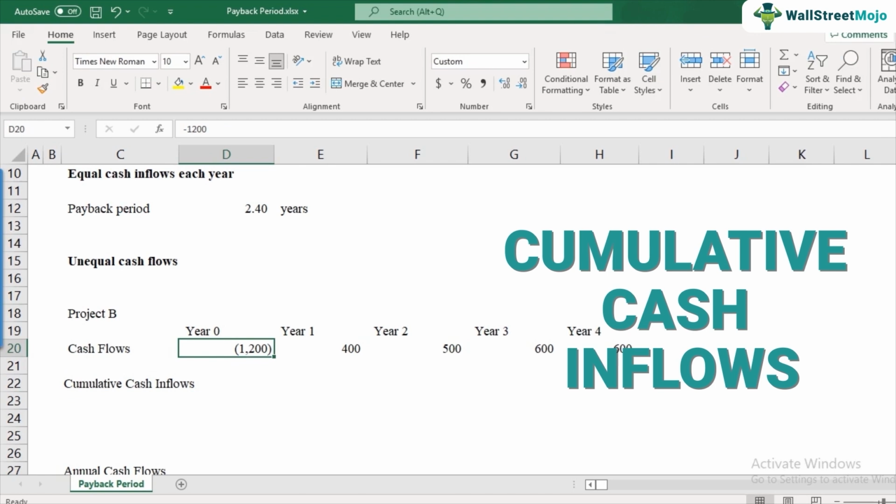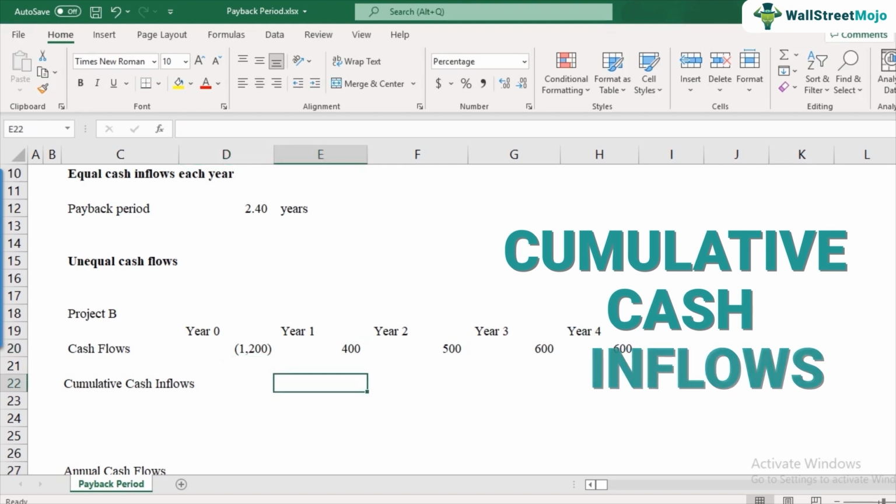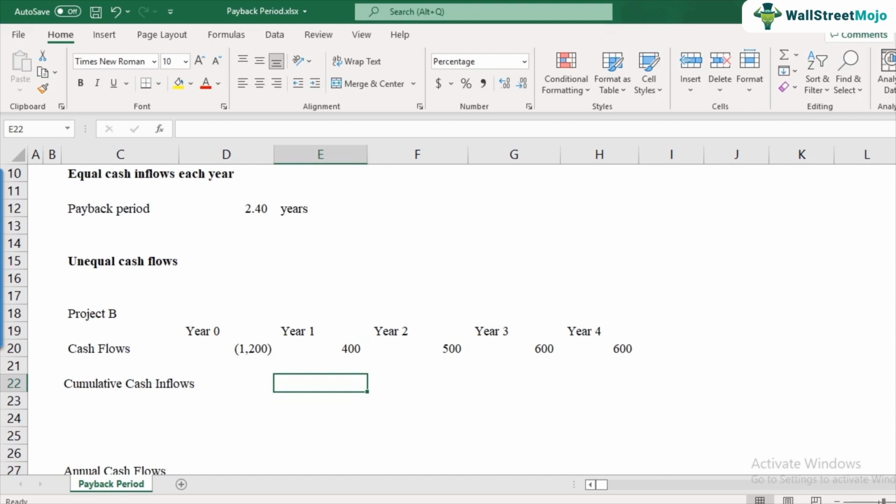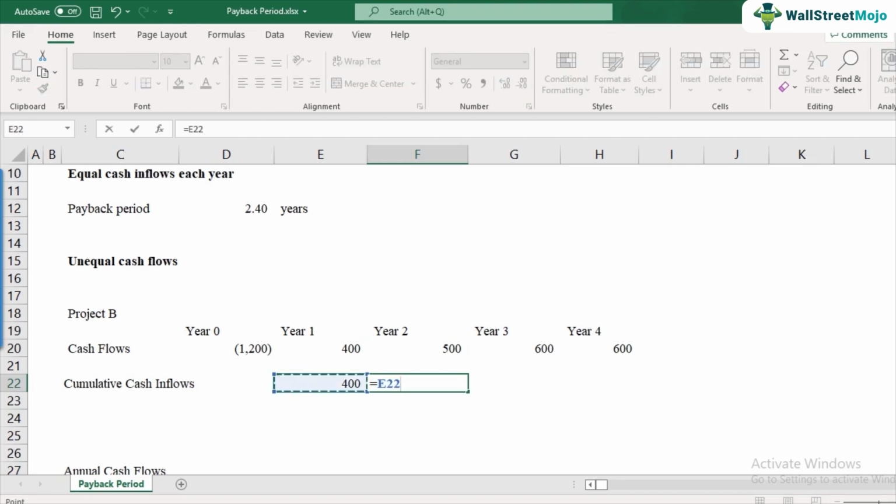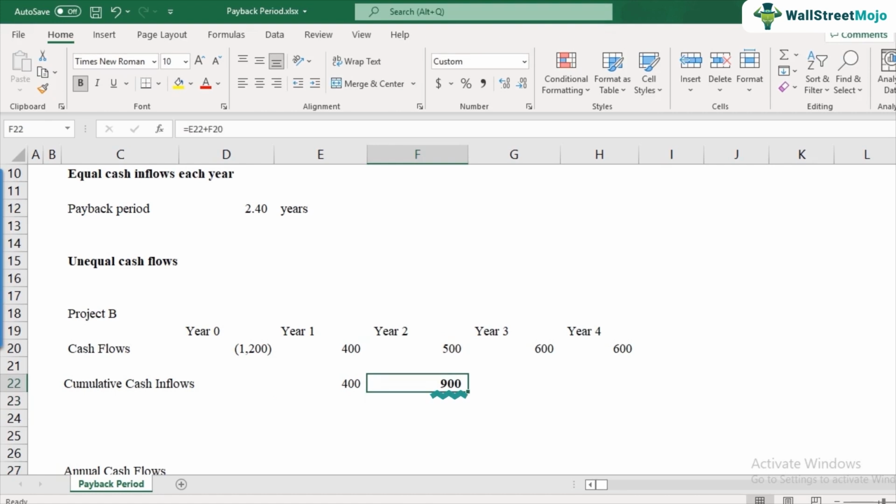So we want to cumulatively know in which year this is going to happen, right? So let's look at the first year. What is the cumulative cash flow at the end of the first year? That will be 400, right? What about the second year? Cumulative cash flow will be what cash flows we got in year 1 plus year 2. So that will be $400 plus your $500. So that makes it $900.